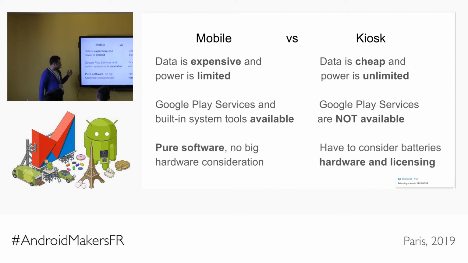The next thing is that when doing things for mobile, we're basically only concentrating on software. But in a kiosk, we not only have to think about software, but also have to take into account the hardware and all the interesting problems that come with it. That is the hardware, the screen, the battery, the licensing that comes with it, etc.